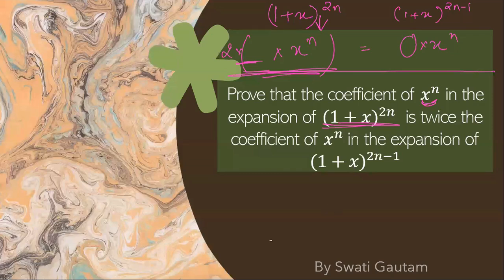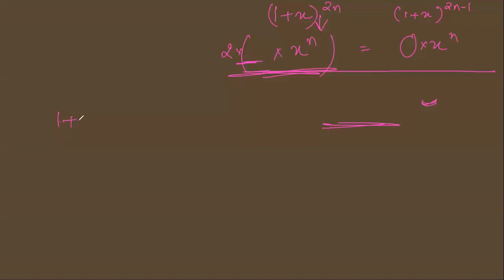So the first expansion that you have is (1 + x) raised to the power 2n. Now what is a here? a is 1. What is b? b is x. You know the formula: (a + b) raised to the power n equals nCr, a raised to the power n minus r, and b raised to the power r. This is the formula. Now see, a is 1 and b is x.